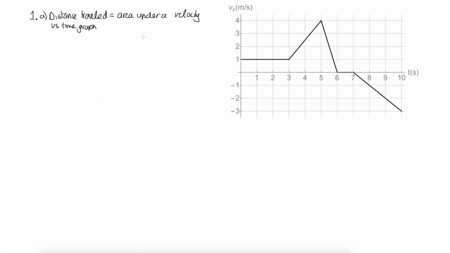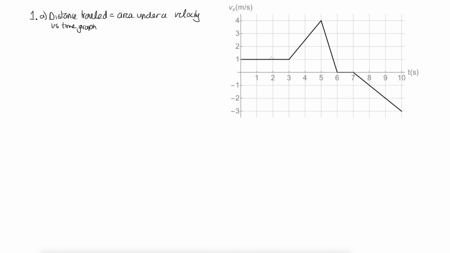If we were asked to calculate the displacement, then the area under the curve on top of our origin line would count as a positive number, and the area below the origin, the x equals 0 line, would count as a negative number. So they'd subtract from each other for the displacement, whereas they add for distance.